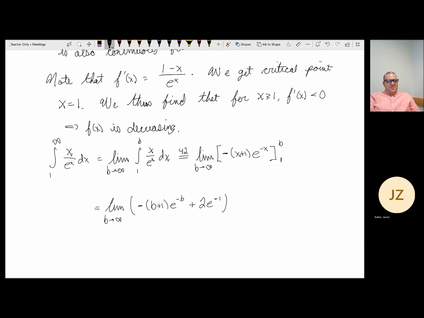Depends. Infinity over infinity is said to be indeterminate. Well, if you rearrange the expression a bit, you'd have negative b minus 1 over e^b, which goes to 0. Like that would be either just from observation, realizing that an exponential is increasing much quicker than a linear, so that goes to 0, or you can use L'Hopital.